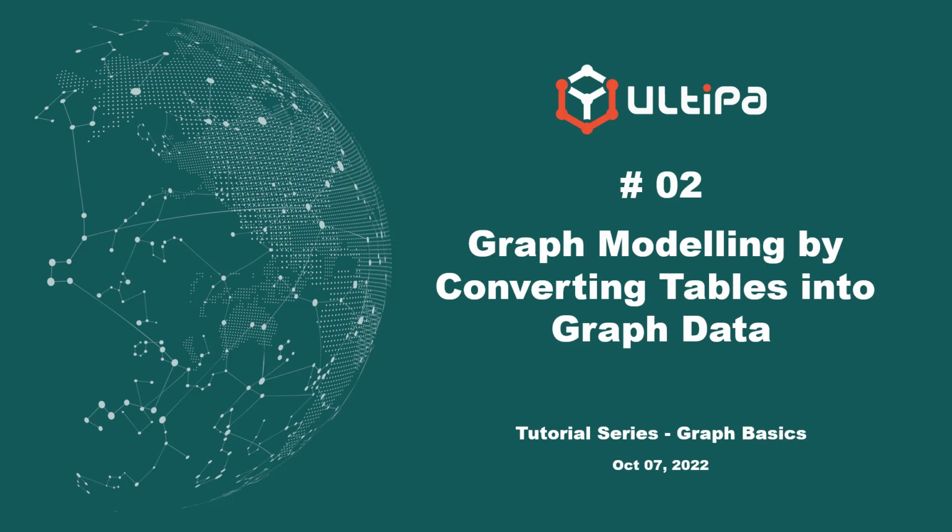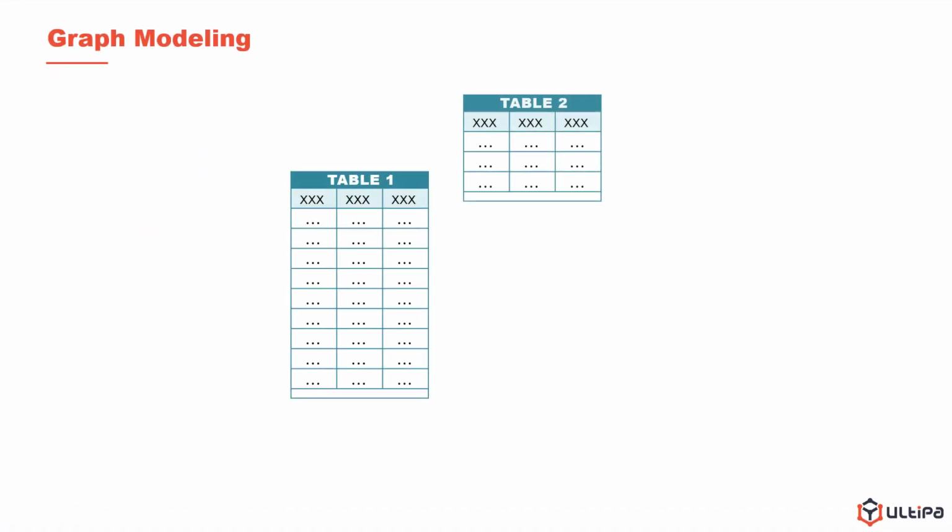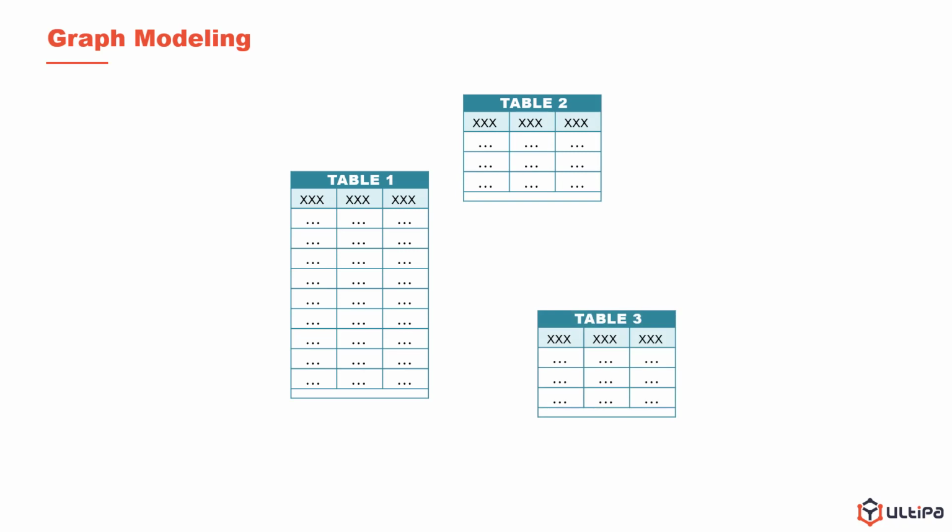In this video, we will see how the tables are converted into graph data. Tables are a very good breakthrough point for understanding graph modeling. Based on the given tables, graph modeling defines each table structure as a node schema or an edge schema, and uses data fields from tables as properties.